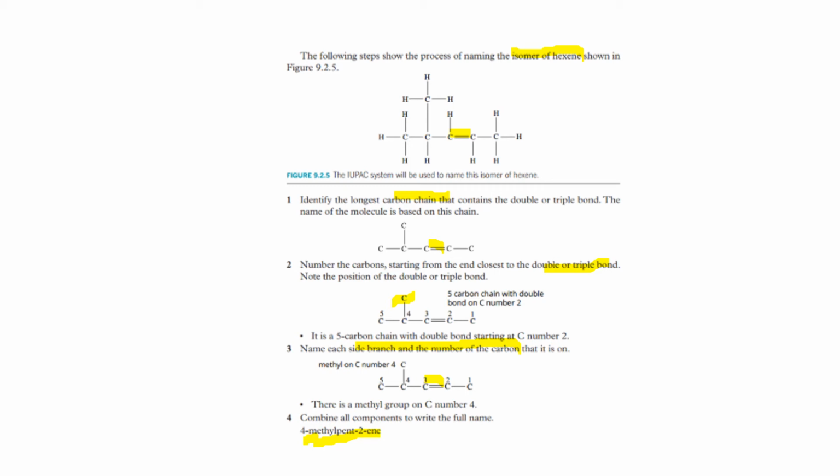4-methyl-pentane is a structural isomer of hexane. So it's not hexane, it's known as pentane because the main chain consists of 5 carbon and there is a side chain on the 4th carbon, so it's known as 4-methyl-pentane. Moving to the next slide.